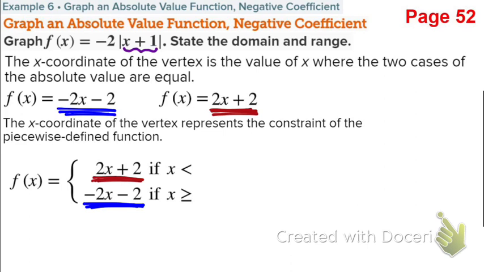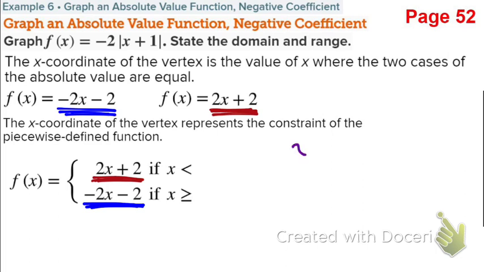What is written inside the absolute value? Ibrahim, you're not off the hook either. I'm looking right up here. In that original function rule, what is inside the absolute value? Yep. X plus 1.